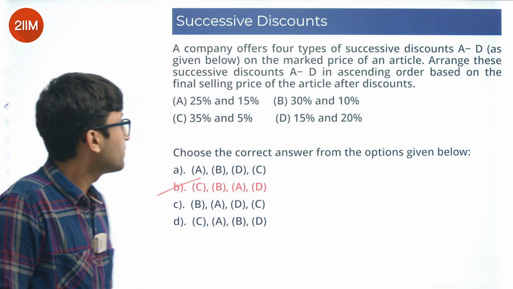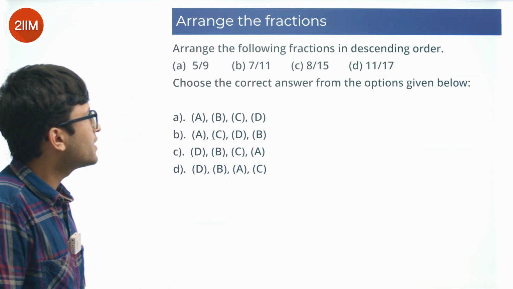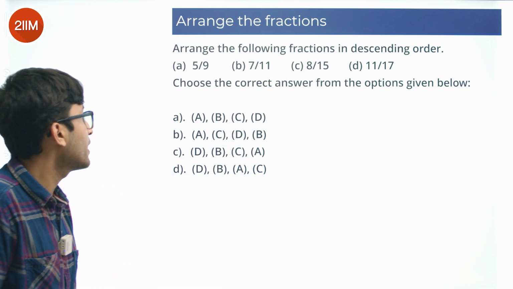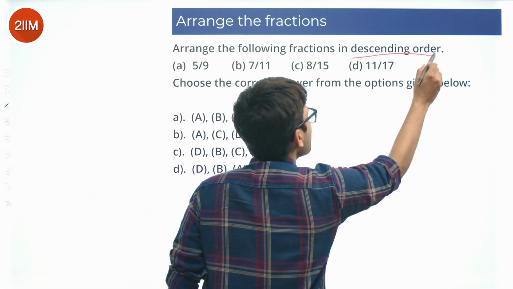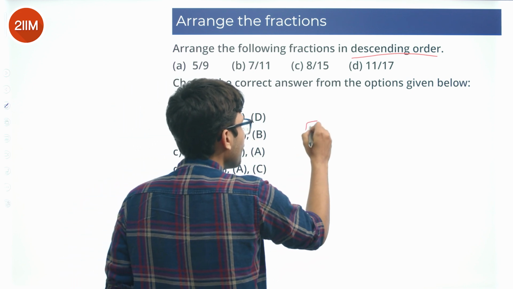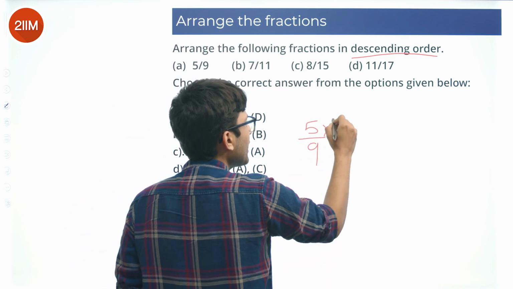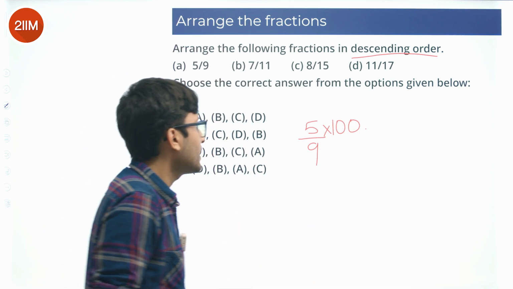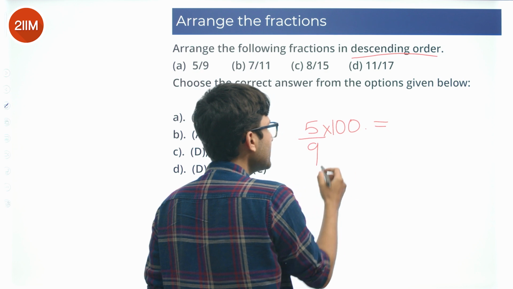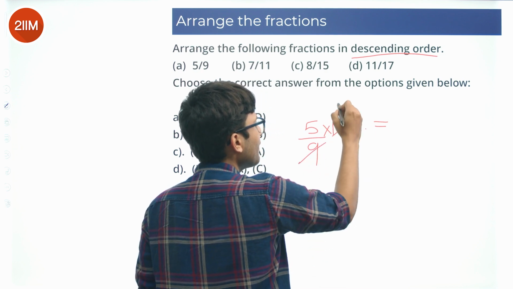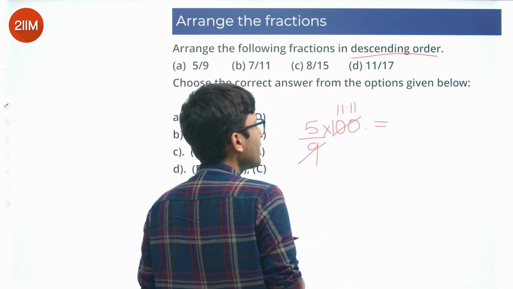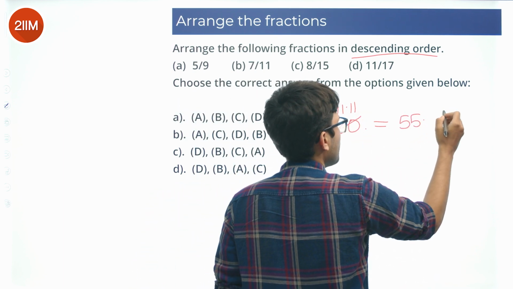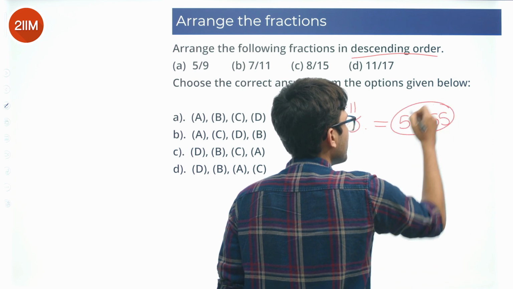Let's continue. Arrange the following fractions in descending order. So I have to find out the values of these 4 fractions in descending order. First of all, for 5 by 9, what is the value? If I multiply it by 100, I would be converting it into a percentage. So let us calculate the percentage. 100 by 9 is 11.11, so the value is 55.55. This is my first value.